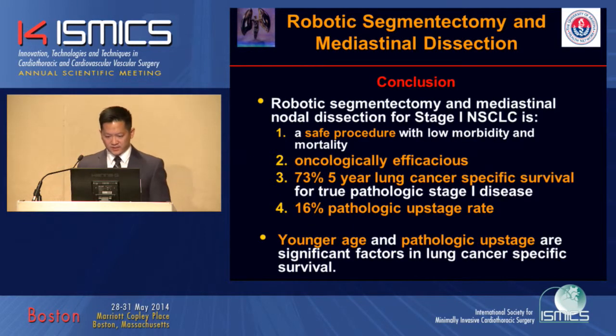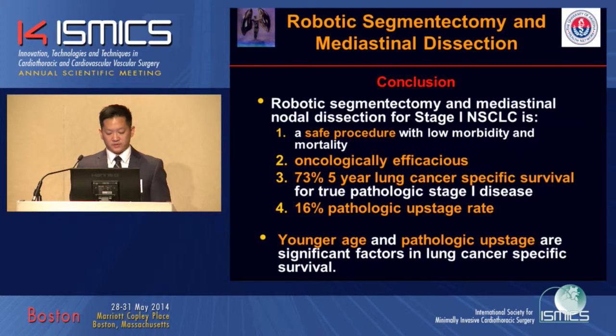Conclusion: robotic segmentectomy and mediastinal nodal dissection for stage 1 lung cancer is a safe procedure, with low morbidity and low mortality. It's oncologically efficacious. From our data, we showed a 73% 5-year lung cancer specific survival if it was true pathologic stage 1 disease. It's also associated with a 16% upstage rate. This is combined tumor size and nodal. If you look at nodal upstaging, it's probably in the order of 10%.